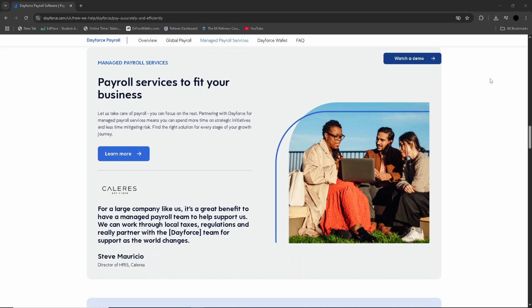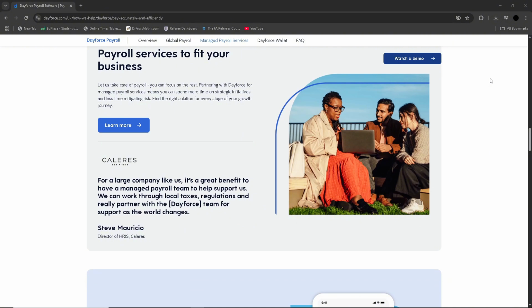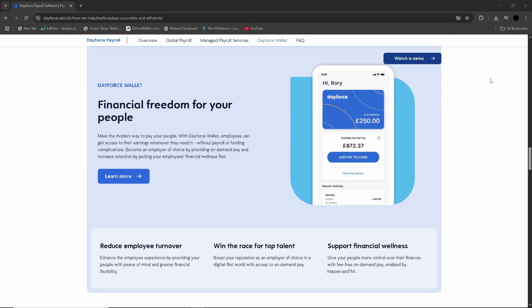For companies that are ready to invest in a robust, scalable solution with strong payroll governance, Dayforce Payroll delivers significant value. However, for smaller teams or businesses looking for simplicity, competitors may provide a more cost-effective and user-friendly alternative.